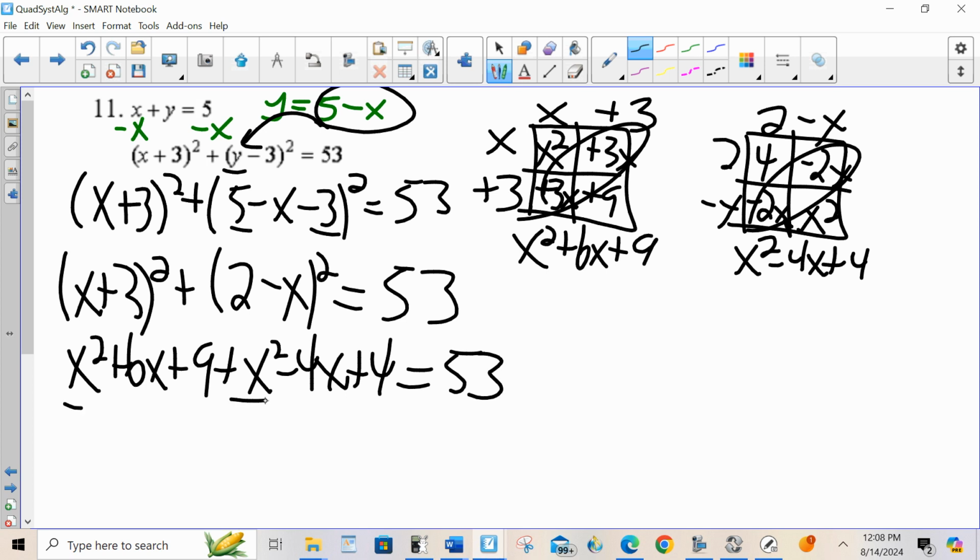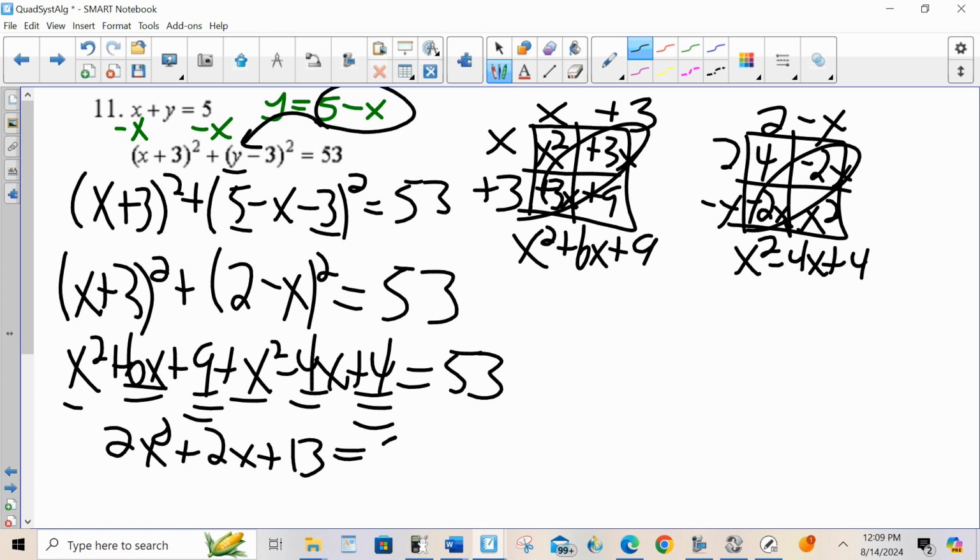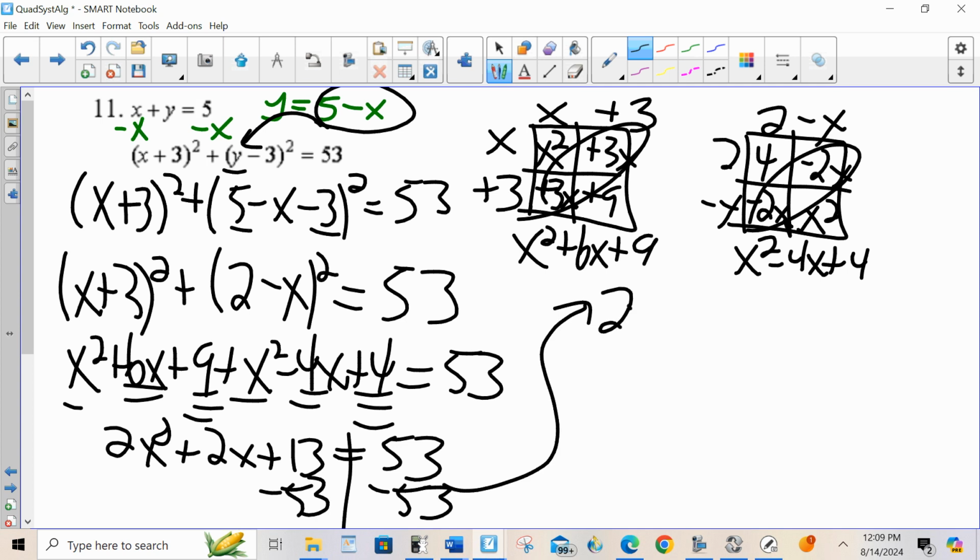Combine like terms, 2x squared plus 2x plus 13 equals 53. Mr. X squared, he wants to party. All of his friends have to come over. 2x squared plus 2x minus 40 equals 0.